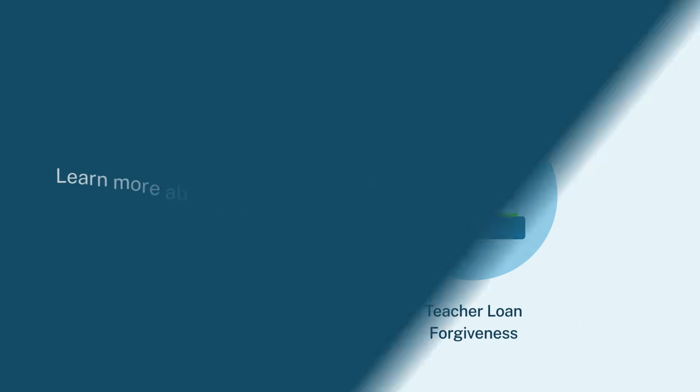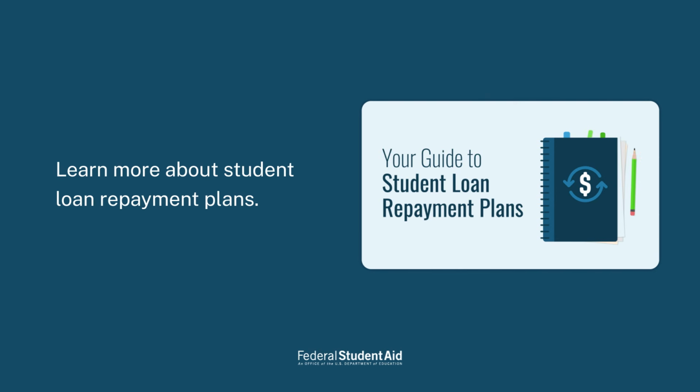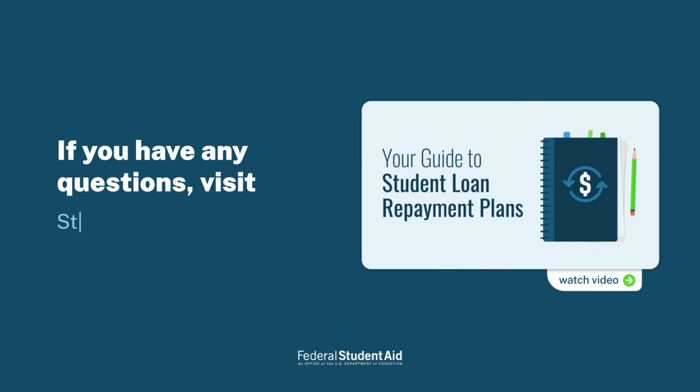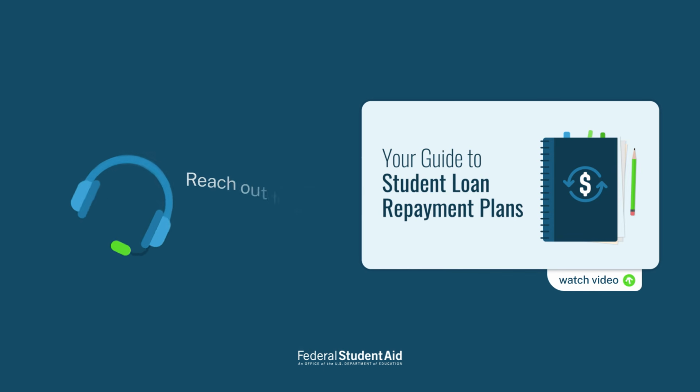Now that you've learned the basics of federal student loan repayment, you're ready to figure out which repayment plan works for your loans and your repayment goals. Watch Your Guide to Student Loan Repayment Plans to get an overview of the different types of repayment plans offered by the federal government. If you have any questions, visit studentaid.gov/help-center or reach out to your loan servicer.